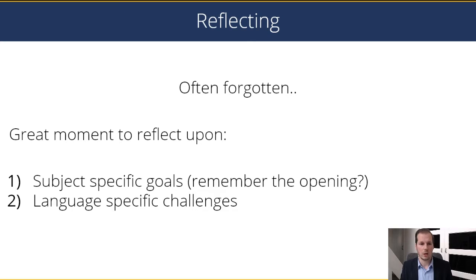But it's also a very good moment to do language specific challenges where you ask the students, okay, so now we have discussed a few new phrases, now write down at least 2 new words that you learned this lesson. Or are there any words that you still don't understand from this list of words we discussed?